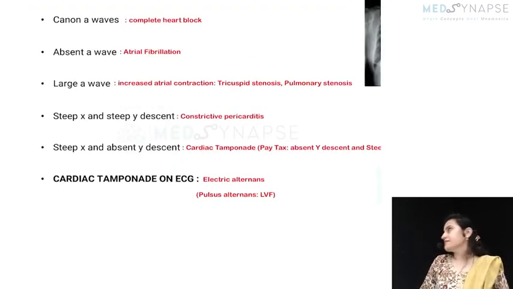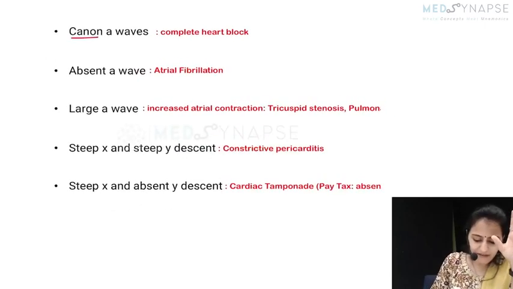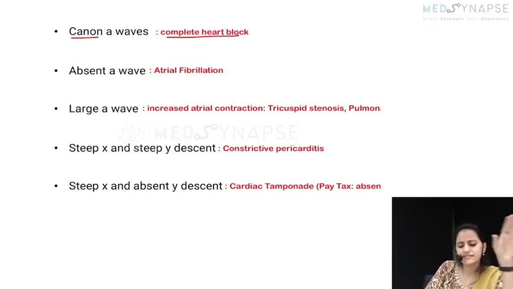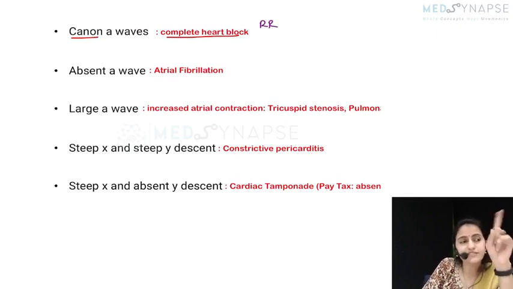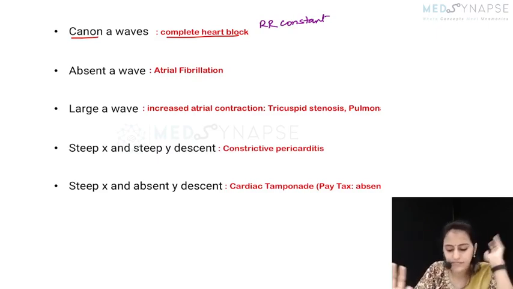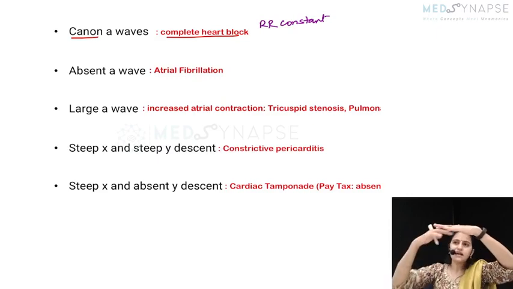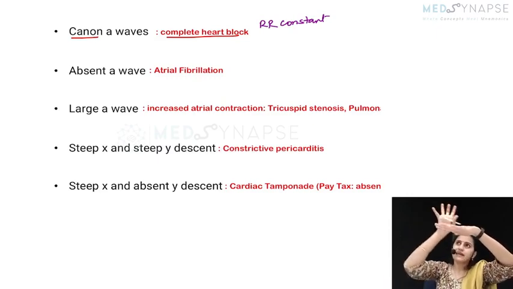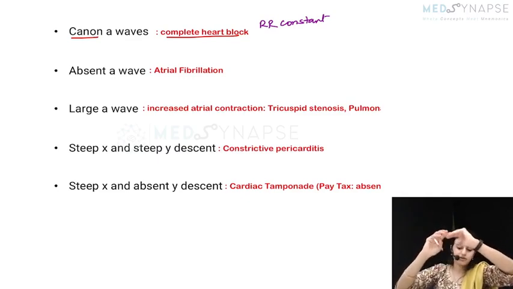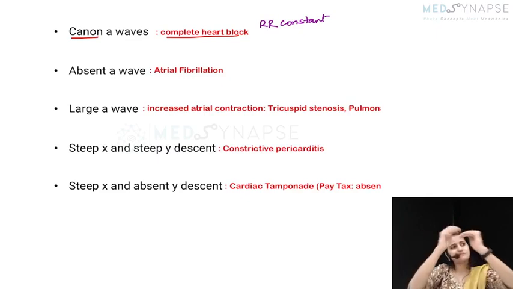So Cannon A waves. Remember, Cannon A waves are seen in complete heart block. What will you see in the ECG in complete heart block? Is RR constant or changing? Constant. RR is constant, PP is constant, but P can overlap R, P can overlap T, anything can happen. So in complete heart block, basically the atrium is contracting even when the valve is closed. The tricuspid valve is not open because it's a heart block. They are not affected by each other, they do their own thing.